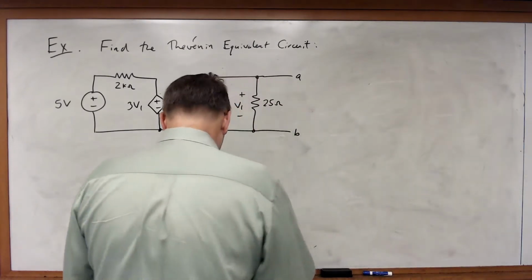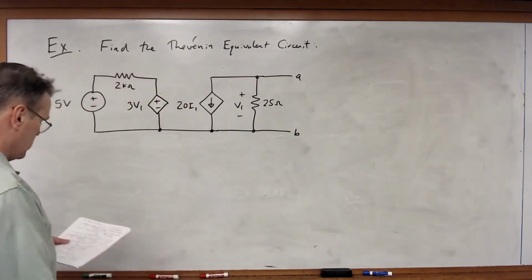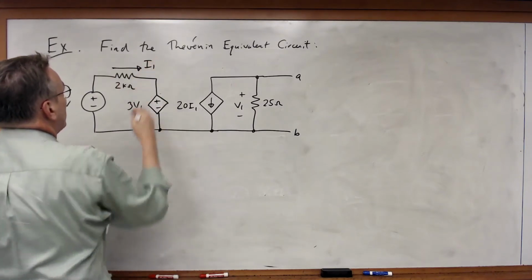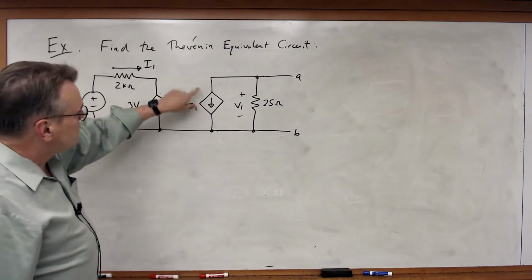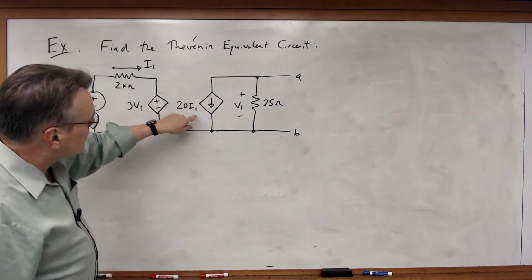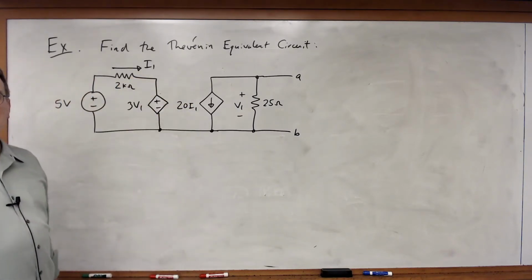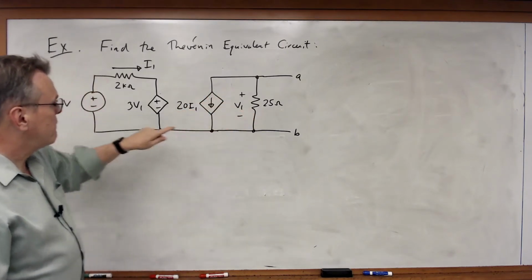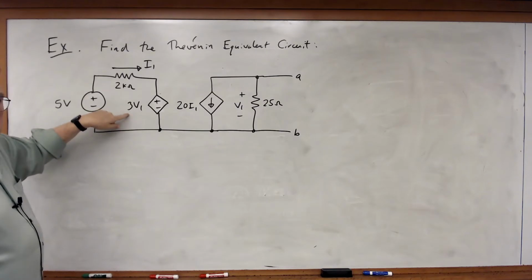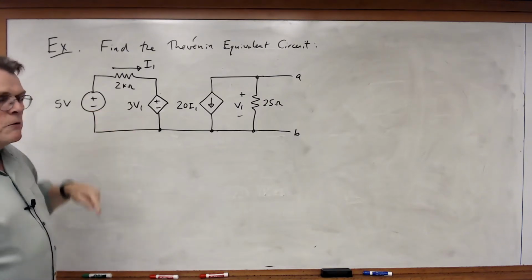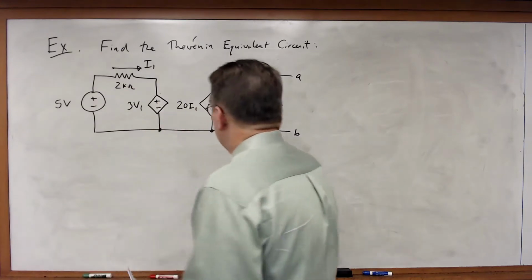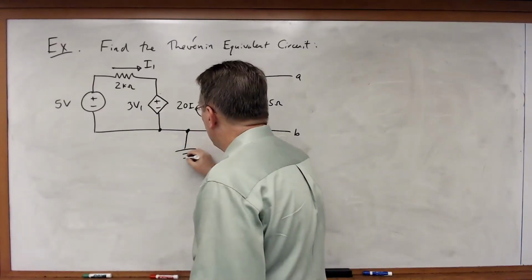So in this case, what we're going to do is, first, I've got a current I1, which is the dependent source variable for that current-controlled current source. The voltage V1 across this 25 ohm resistor, I've got 3 V1. I have a voltage-controlled voltage source. So let's go through and let's solve for this. And in this case, I'm going to ground the bottom.